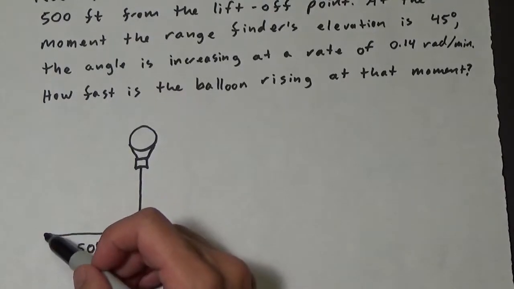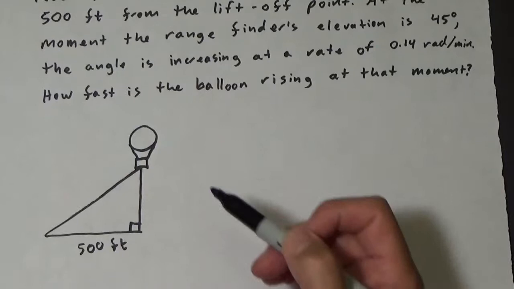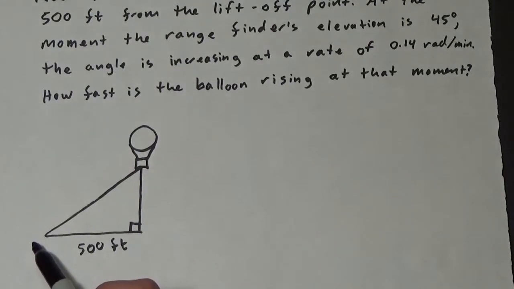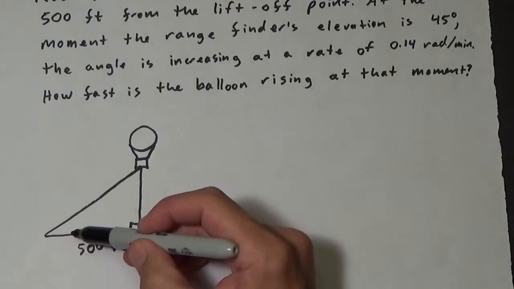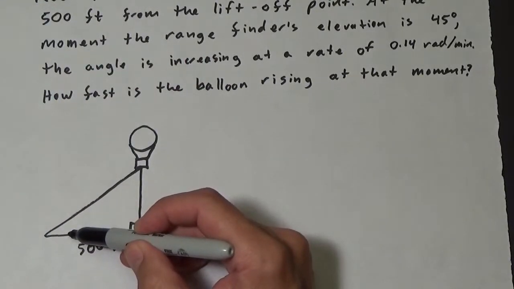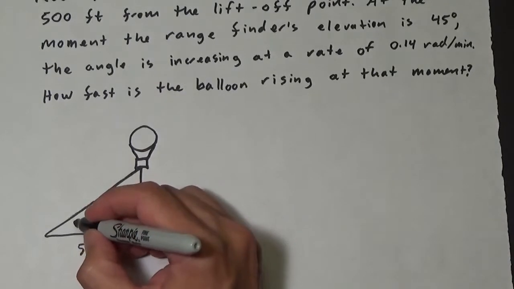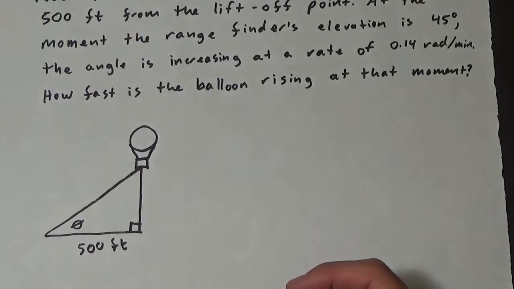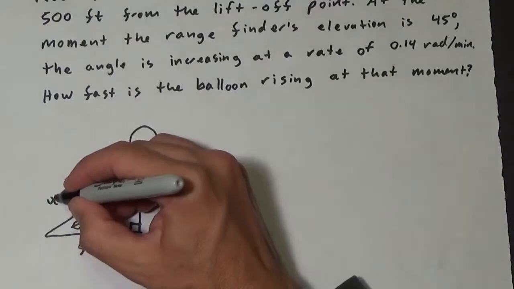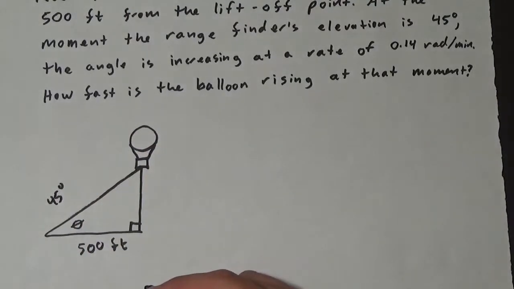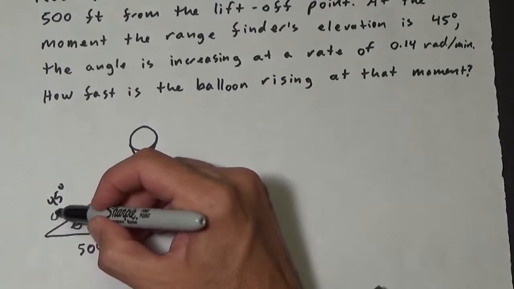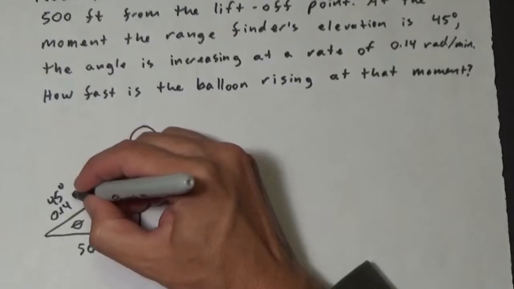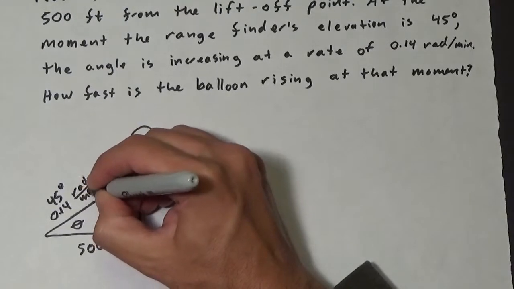And the rangefinder is looking at the elevation. So if you imagine you're standing out here looking up, and you're thinking of the elevation from the ground up, that would probably mean this is theta. That's what we're looking at. Okay, and this is at 45 degrees, and it's increasing at 0.14 radians per minute.